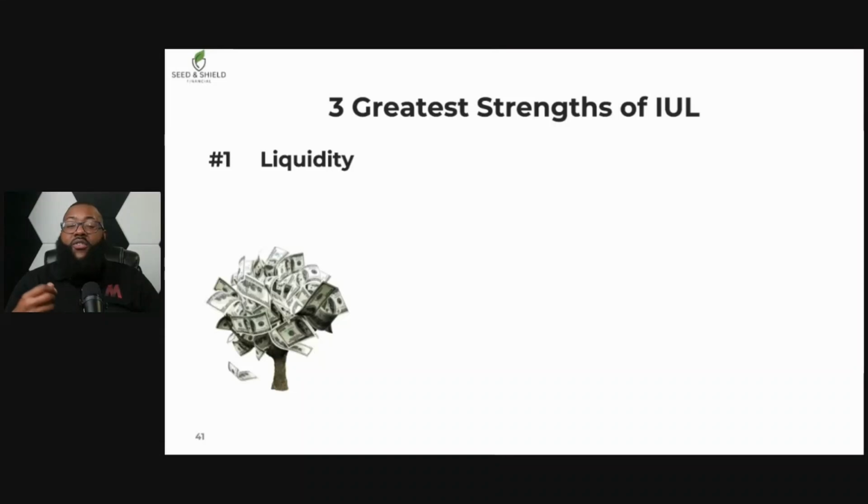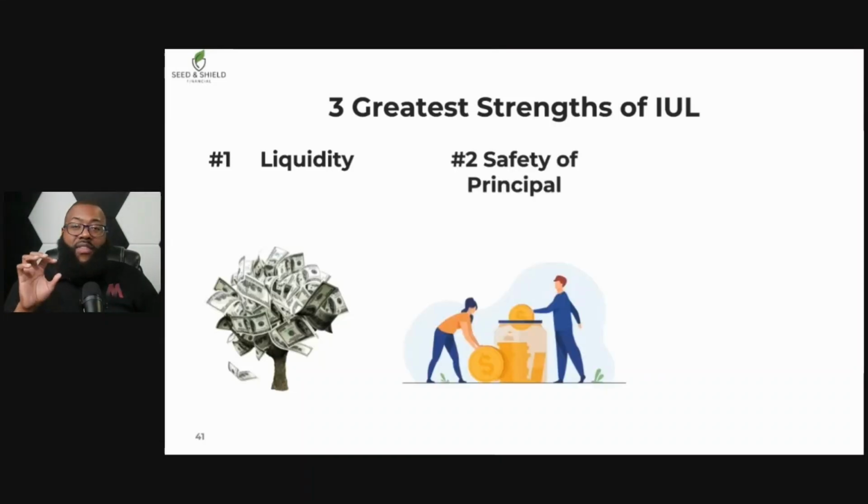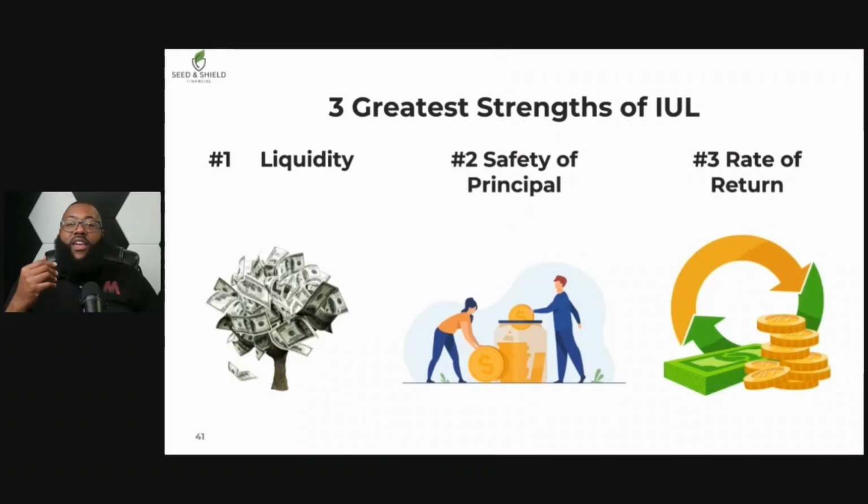You have liquidity. You can access the money anytime you want to. You have the safety of principal. So you're never losing that, again, not going backwards. And then you get a great rate of return. And more importantly, sequence of return. If you remember that S&P slide where it was going down and up, down and up, down and up, and how for a 25% loss, you need a 33% gain, you don't have to worry about that. It's a true rate of return because you never lose money.